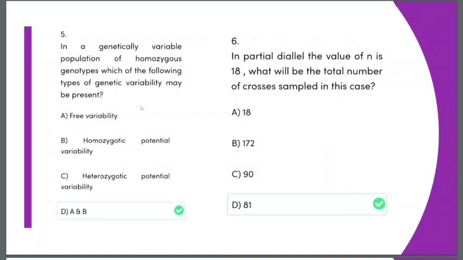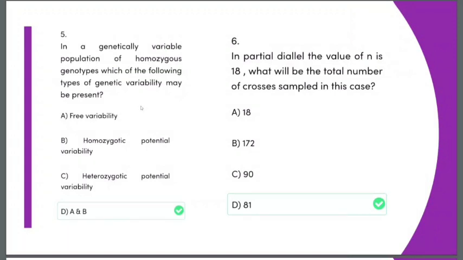Fifth question is, in a genetically variable population of homozygous genotype, which of the following types of genetic variability may be present? So here it's talking about homozygous genotype. So free variability and homozygotic potential variability will be present. So answer will be D, A and B.